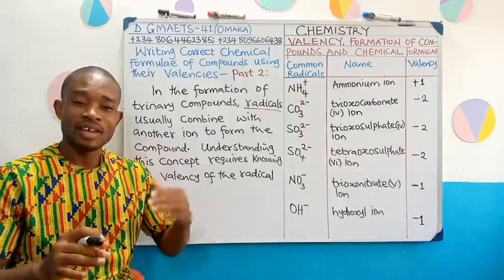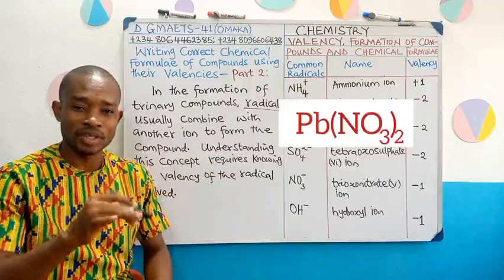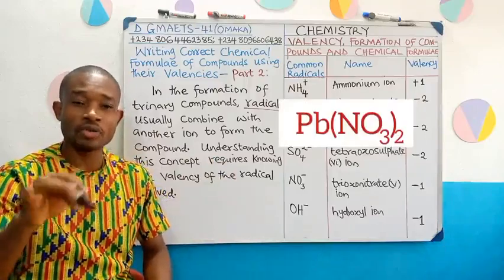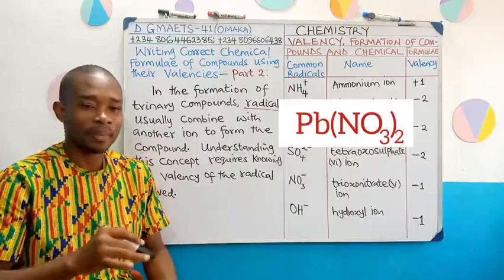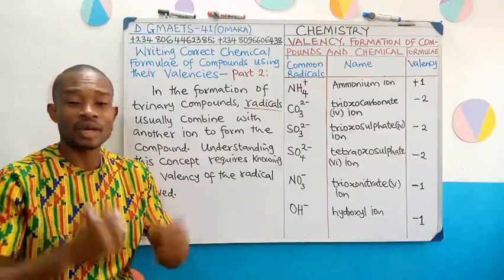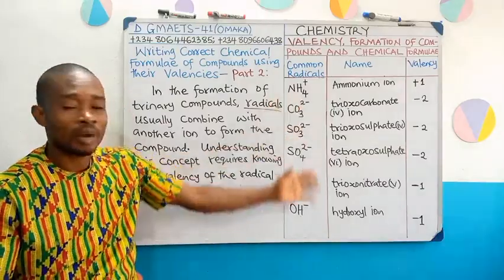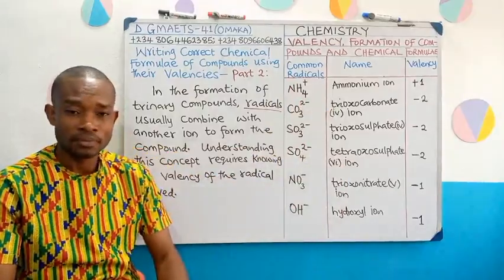If you want to write lead 2 trioxonitrate 5, you would know that it is Pb(NO3)2, that it is not PbNO3. Are you ready? So please come along with me. We have on the board here common radicals, their names, and of course their valency.